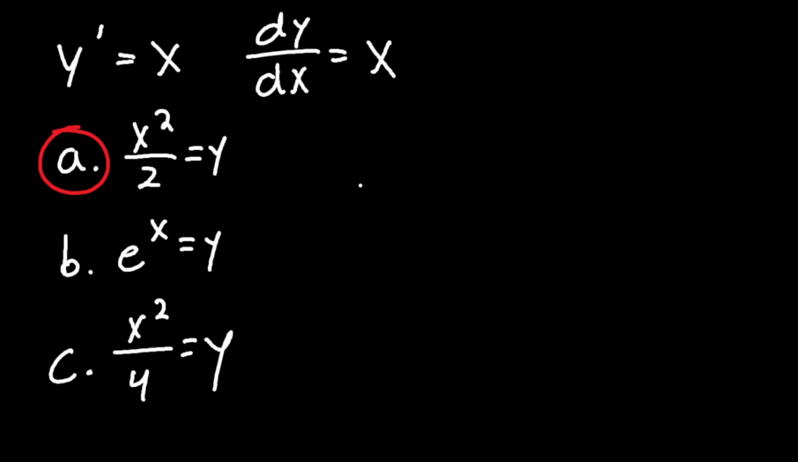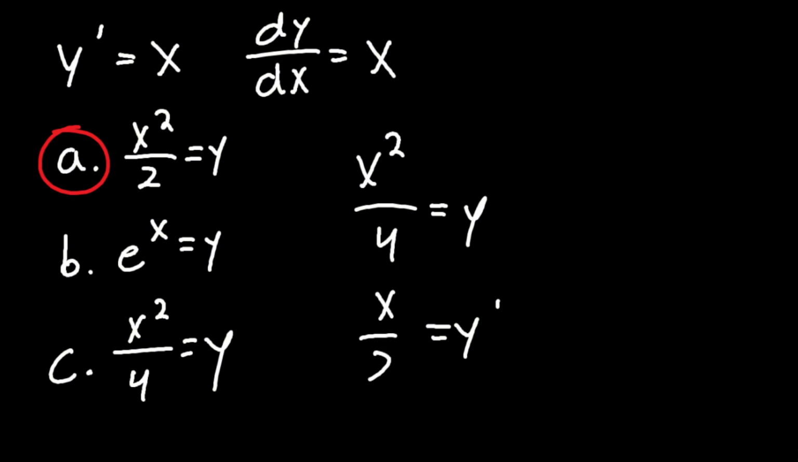Let's take a look at this next one right here. x squared over 4 is equal to y. Let's solve for y prime because we have a y prime in our differential equation. We take the derivative of this, and we get x over 2.